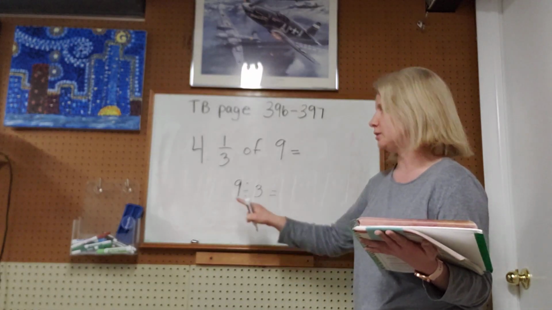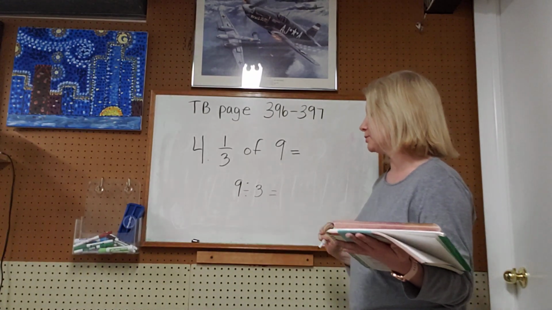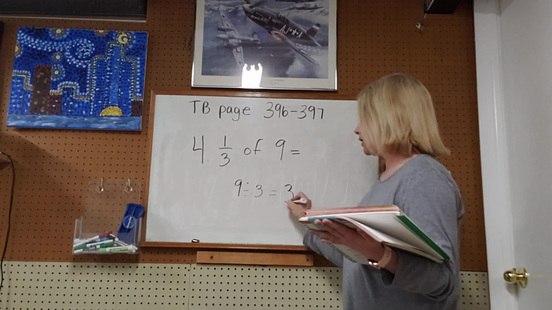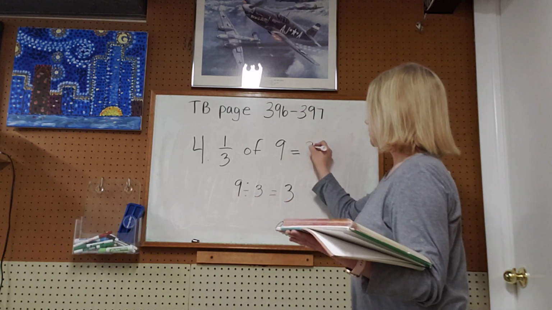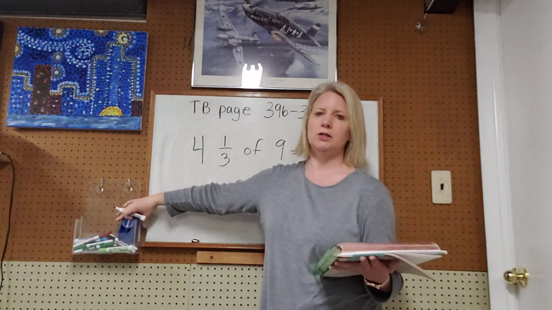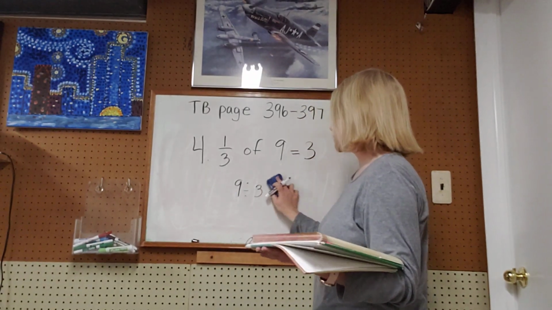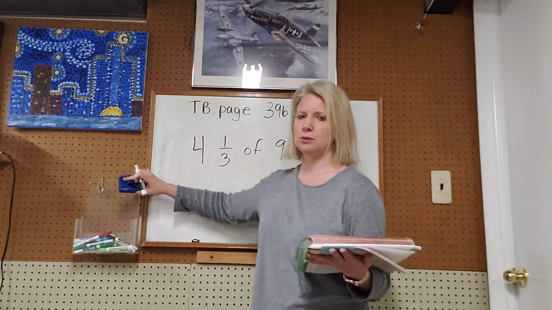The opposite of division is multiplication. So that's 3. 3 times 3 equals 9, or 9 divided by 3 equals 3. So your answer for 4 is 3. You could draw out your pictures as well if you wanted to draw out the groups.